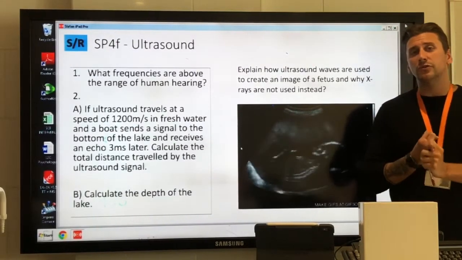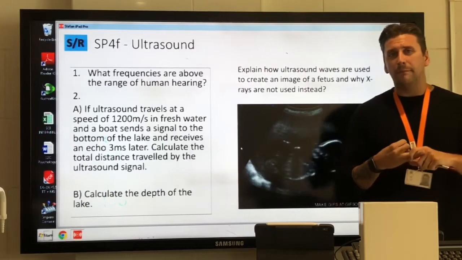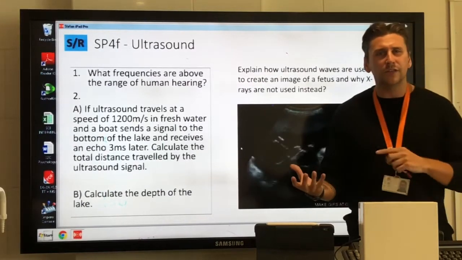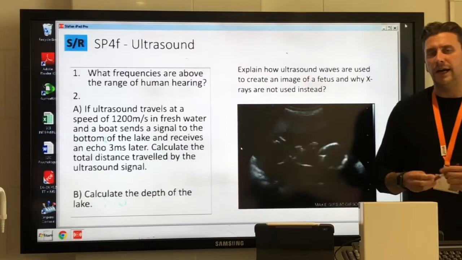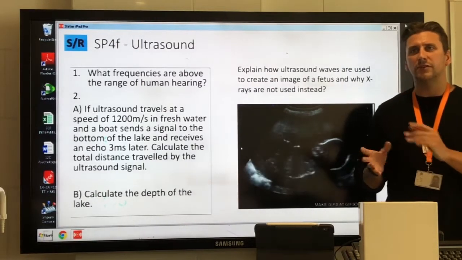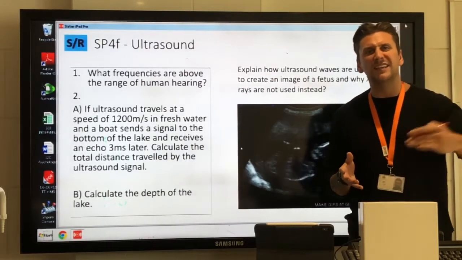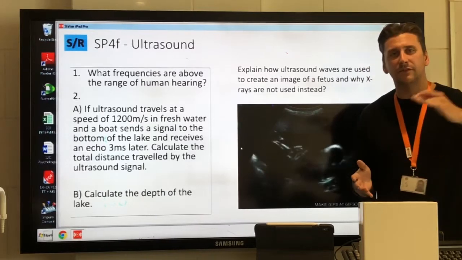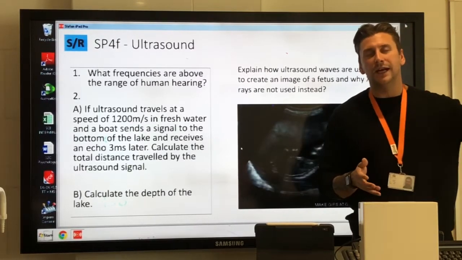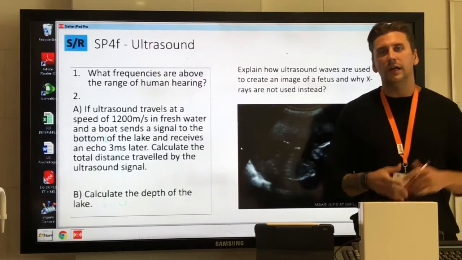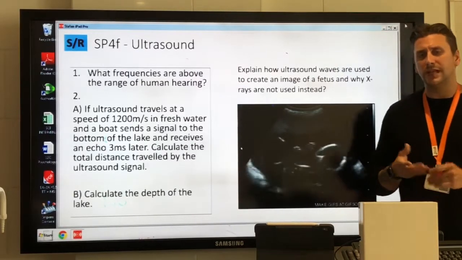We can also use ultrasound for sonar, which is also known as echolocation, for example. Basically we use sonar and ultrasound to determine the depth of lakes and oceans and the seabed of the sea. We can determine the shape and how far away it is using sonar and that echolocation using ultrasound.